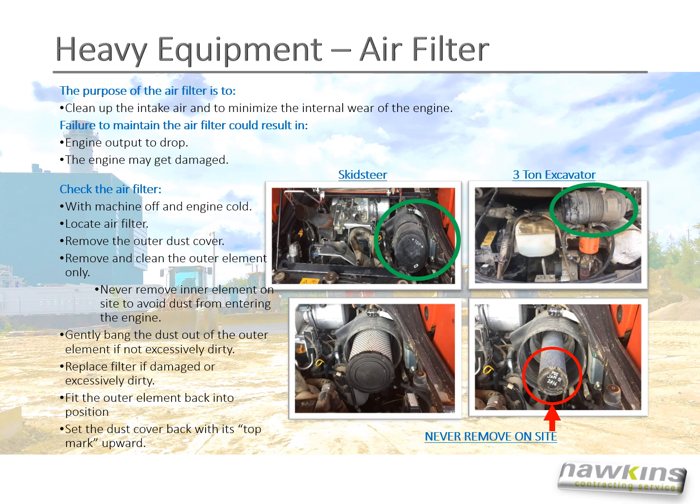Checking the air filter. With machine off and engine cold, locate the air filter. Remove the outer dust cover. Remove and clean the outer element only. Never remove the inner element on site to avoid dust from entering the engine. Gently bang the dust out of the outer element if not excessively dirty. Replace the filter if damaged or excessively dirty. Fit the outer element back onto position. Set the dust cover back on with its top marks upwards.